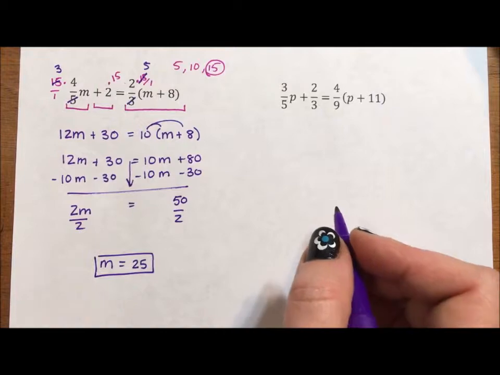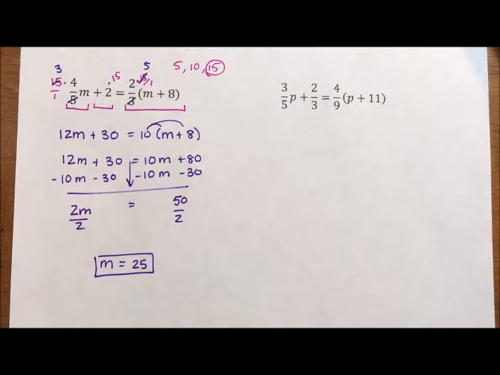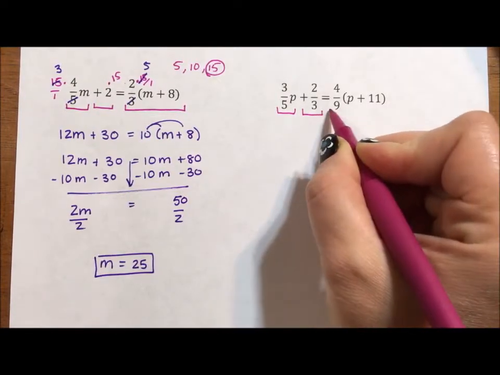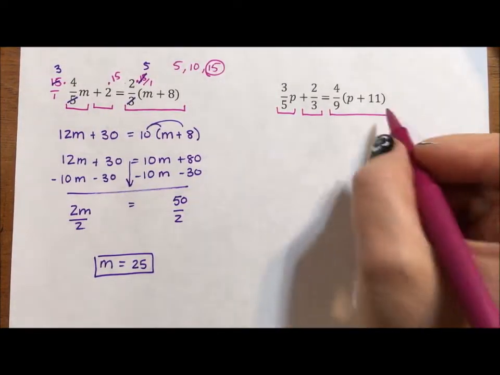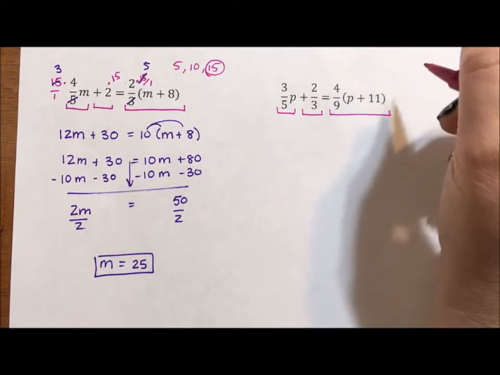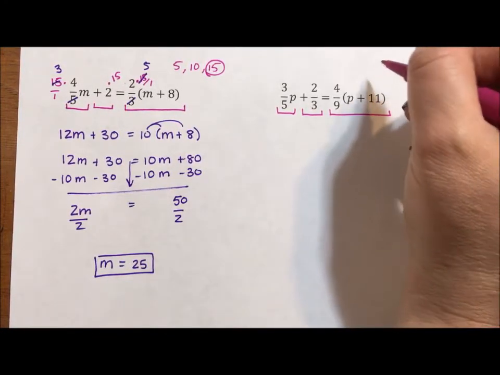Let's look at our next one. Again, step 1, count the terms. 3/5 p, 2/3, 4/9 p plus 11. One term until we get rid of the parentheses. All right, least common denominator. Let's start with that big number. Let's start with that 9.